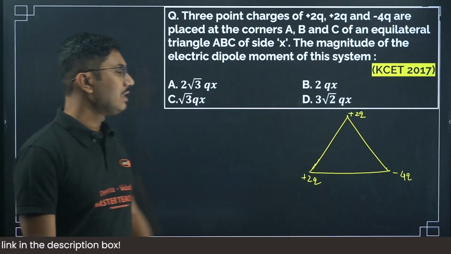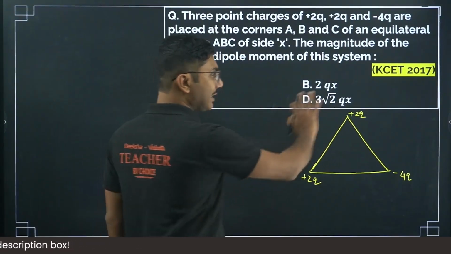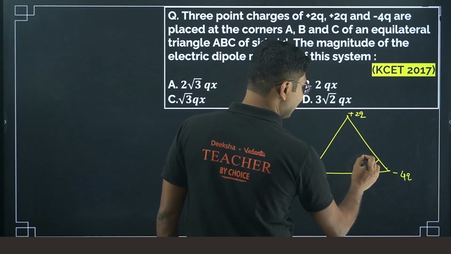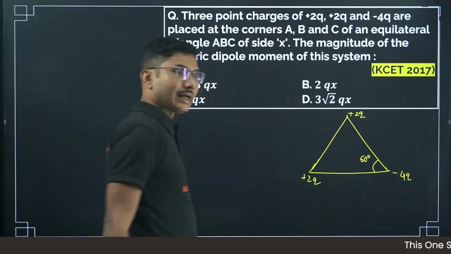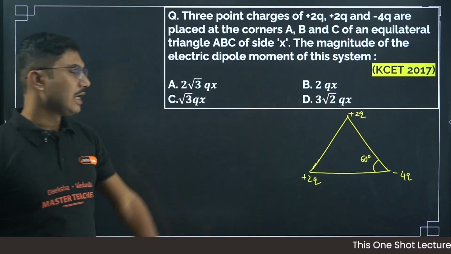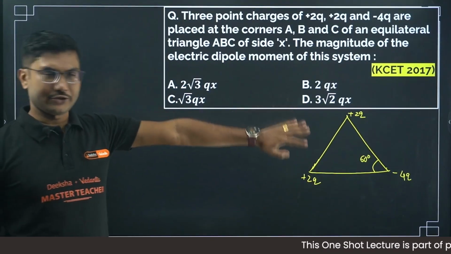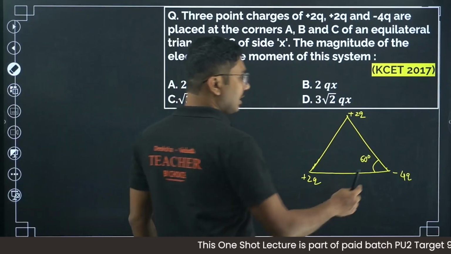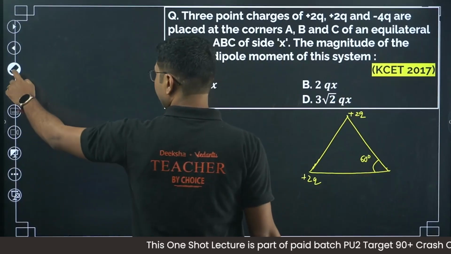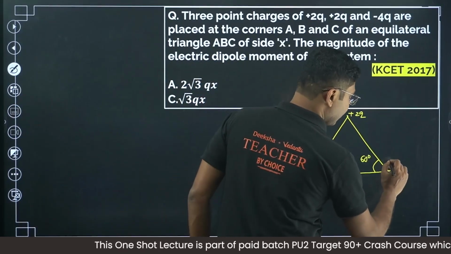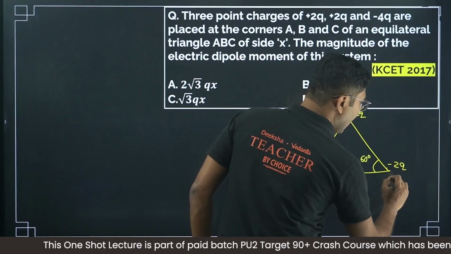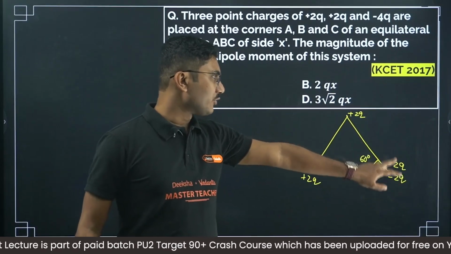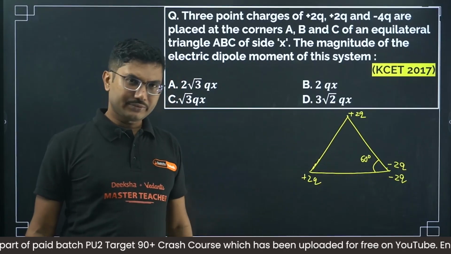Now first of all, this is an equilateral triangle. We are not so interested in the side, we just need this angle. In an equilateral triangle, all the angles are 60 degrees. So this is what we needed. Now how to solve this question? We will do a small trick: we will take this minus 4q and divide it into two charges, one minus 2q and another minus 2q, so that the total charge remains minus 4q.